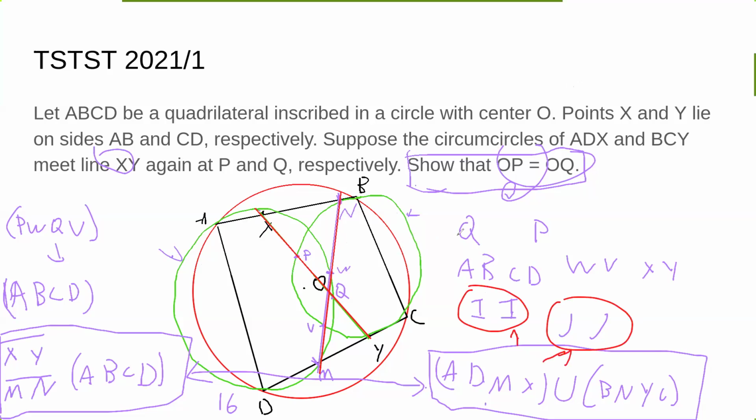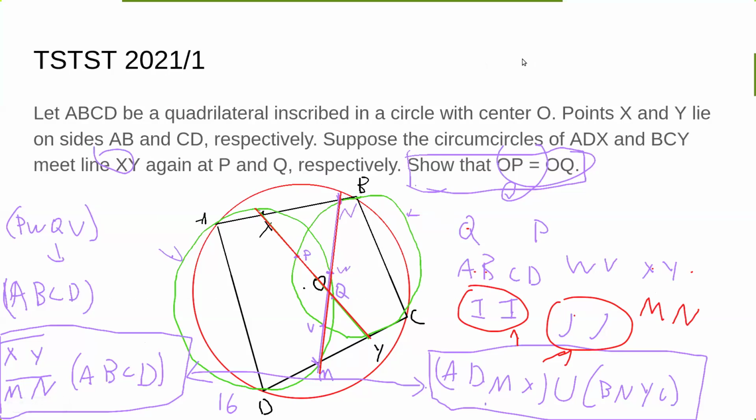So that means there is a quartic through 1, 2, 3, 4, 5, 6, 7, 8, 9, 10, 11, 12, 13, 14. Wait, did I miss some? X, Y, P, Q, W, V. Oh, M, N. Yes.